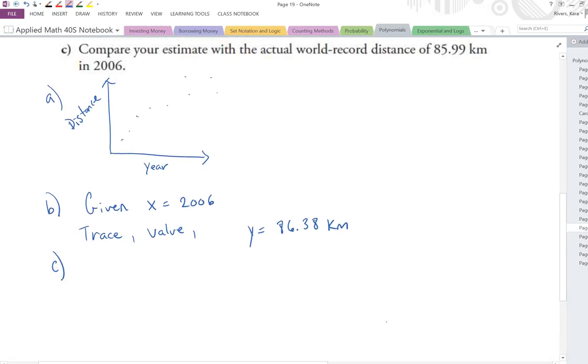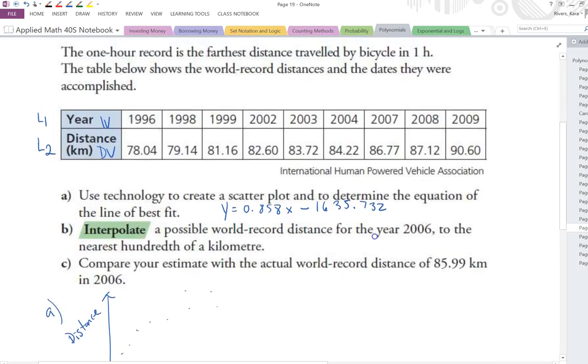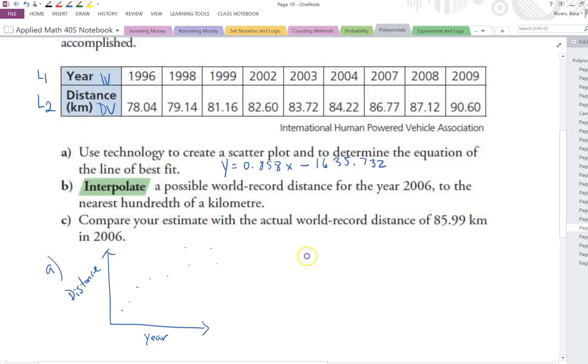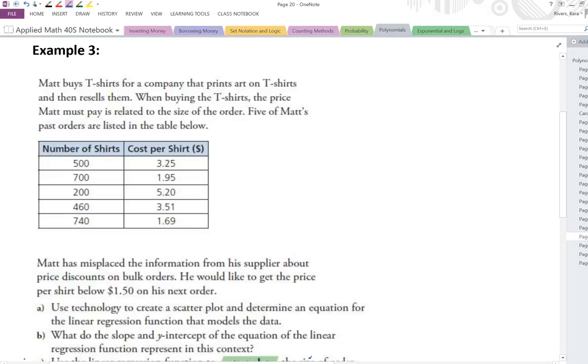For C, compare your estimate with the actual world record distance of 85.99 kilometers in 2006. We're really seeing that just because you're using your calculator to find an estimate doesn't mean that's the actual value. That's an estimate. If we look at our value of 86.38 and subtract the actual value of 85.99, we can see there's a difference of 0.39 kilometers. So overall, given a set of data, being able to put that in our calculators, find the line of best fit, figure out the equation of that line, we can then interpolate and extrapolate from there. Let's try example 3.